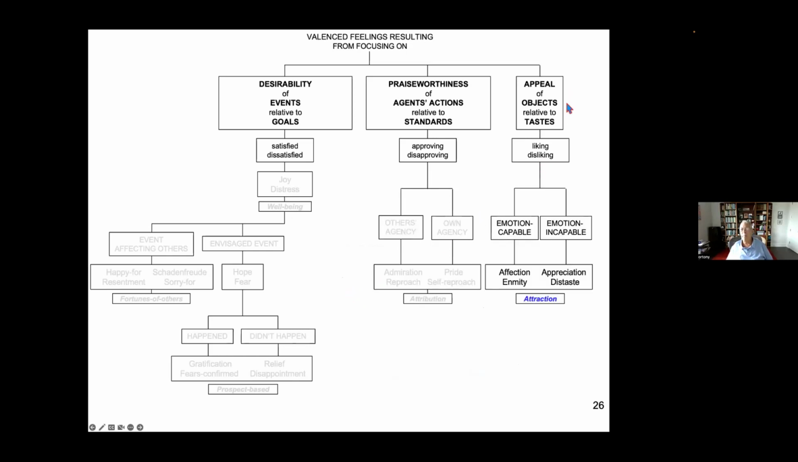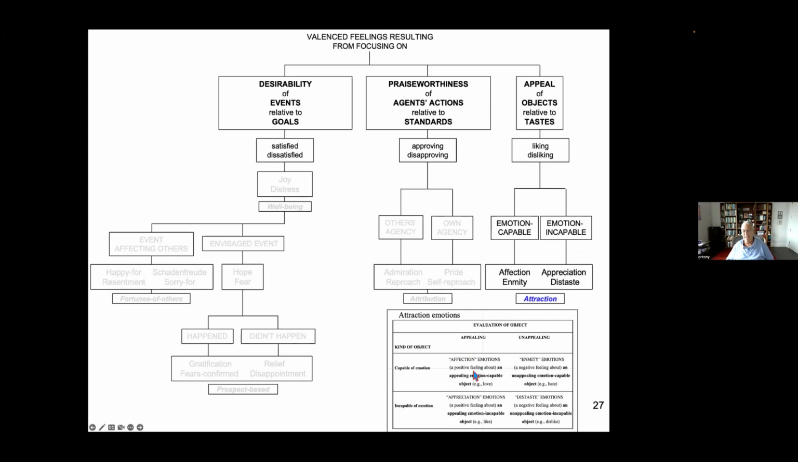When you move over to how appealing objects are relative to tastes, which are sort of generic liking or disliking of things, we have now introduced, and one of the interesting things about OCC is one can do this. We've now further elaborated this into whether one likes or dislikes something that one takes to be capable of emotions or something that one takes to be incapable of emotions. And this gives us rather different options, looking like this.